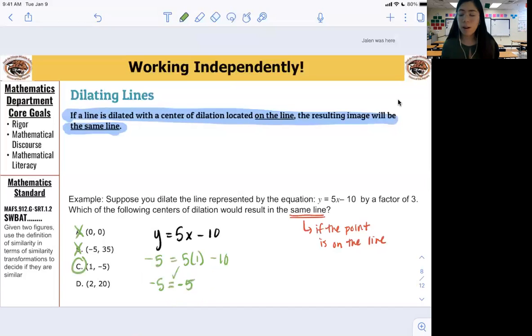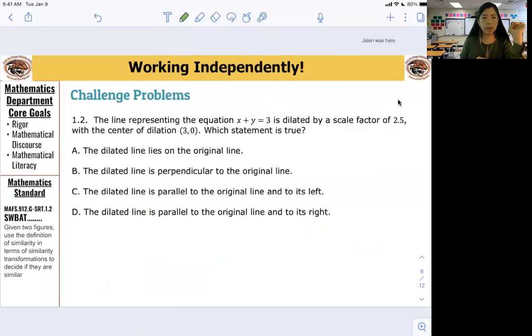With this type of problem, I already know there's going to be like 2 of these on the test. You're just trying to figure out if the point is on the line or not. And if it is on the line, then you know that the dilation will give you the same line. How do we feel about this? You feel okay? Okay. I think I have one more.